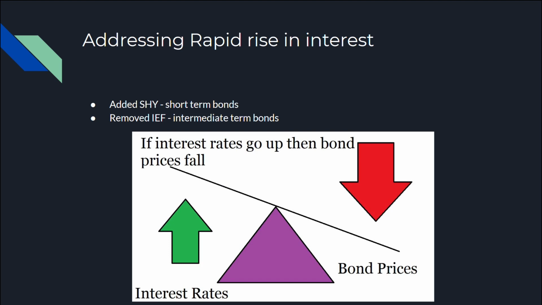Now, to address rapid rises in interest rates, I'm adding SHY and removing IEF. Now, SHY is the short-term bonds, and IEF are the intermediate-term bonds. So, bonds decrease in price when interest rates increase. And when you have, let's say, an intermediate bond that's issued at 1% interest, then when, let's say, interest rates go up to 3%, the price of your bond would go down, so you're losing value right there.